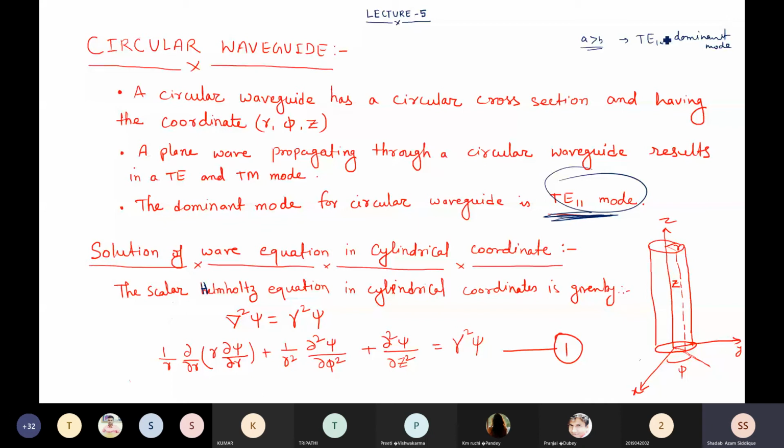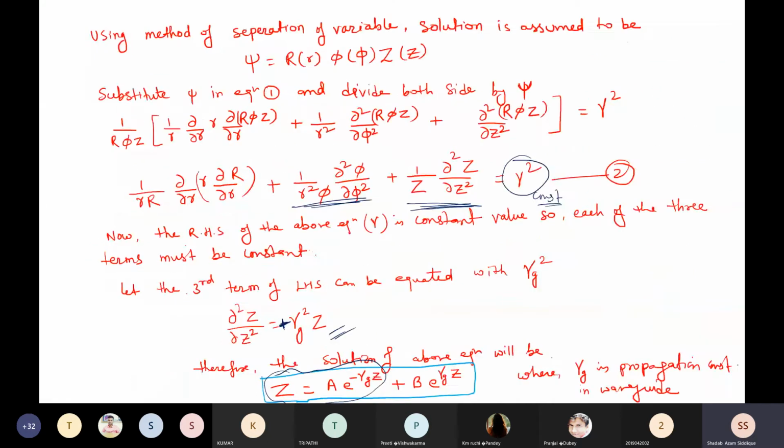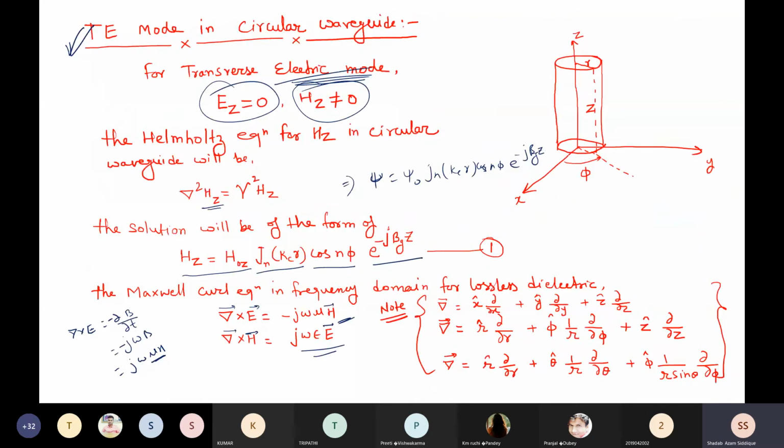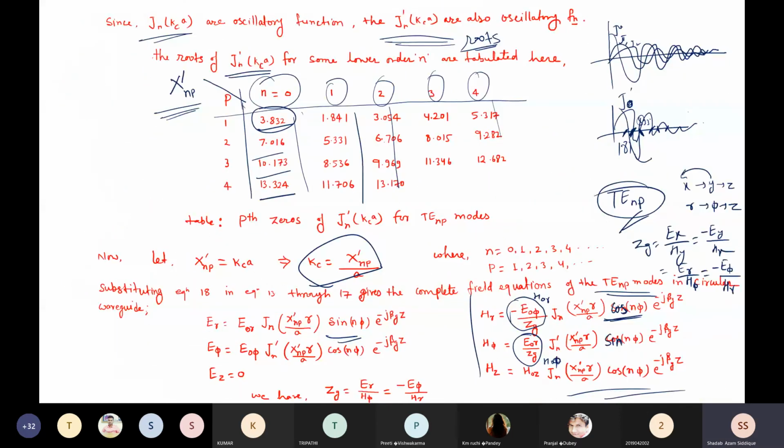So what is the dominant mode? The dominant mode is the mode having the least cutoff frequency. TE10 is the dominant mode for the rectangular waveguide, and TE11 is the dominant mode for the circular waveguide. You can see this in the table.